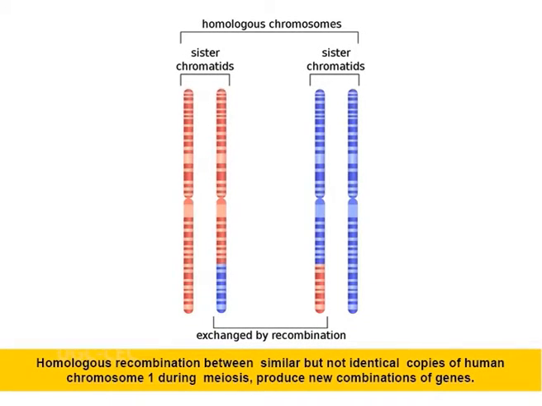General recombination is an integral part of the complex process of meiosis in sexually reproducing organisms. It results in a crossing over between pairs of genes along a chromosome, which are revealed in appropriate matings. The chiasmata that link homologous chromosomes during meiosis are the likely sites of the crossovers that result in recombination. As you can see in this figure, homologous recombination occurs between similar but not identical copies of the human chromosome 1 during meiosis, which produces new combinations of genes.